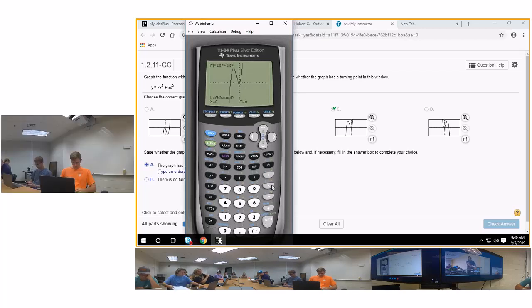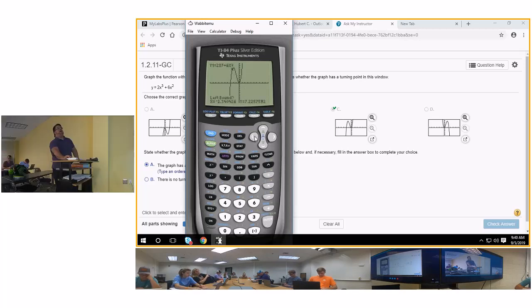I go over here and I put the left-hand side right there, enter. Right-hand side right there, enter. And the guess right there. So you need to write that down. That is your max, negative 2, comma 8. Negative 2, comma 8. Now let's find the min.